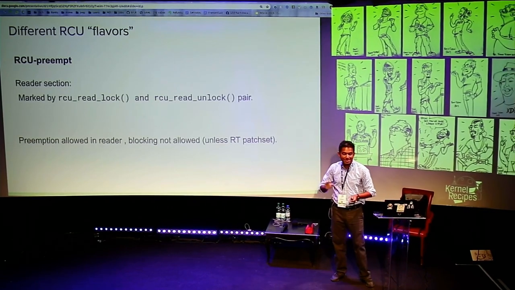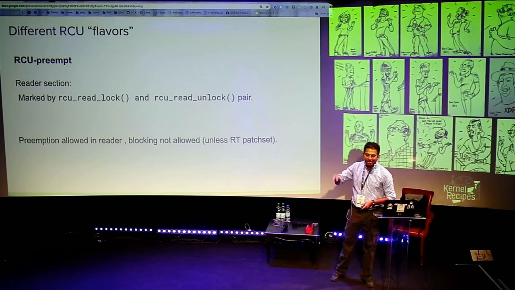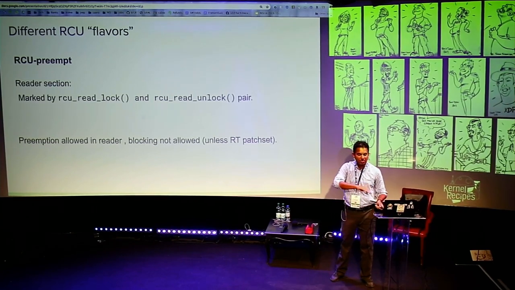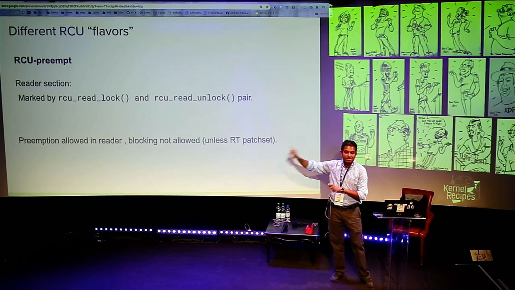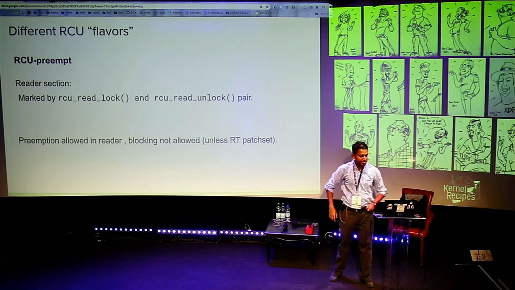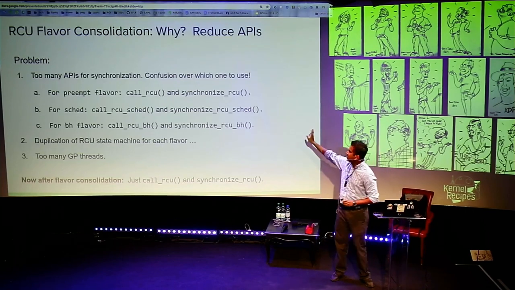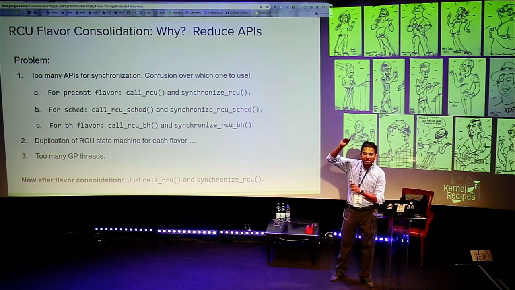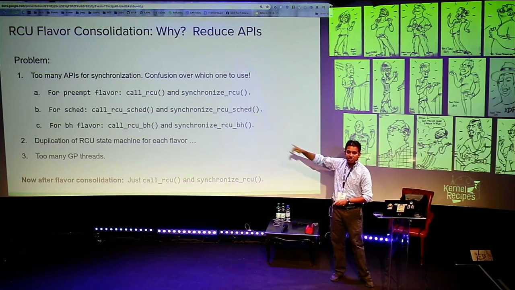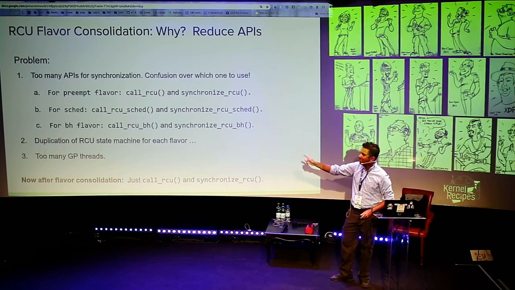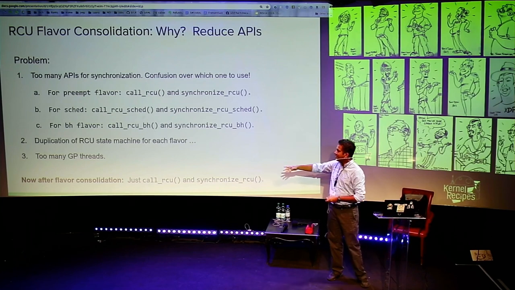It's very strange, but it makes sense. Just because you got preempted in the middle of an RCU reader doesn't mean that the grace period has ended in an RCU preempt reader. It keeps track of the task, and that task still blocks the grace period, the one that got preempted. So you had all these flavors. We had these complicated set of APIs for each flavor. We had different state machines, that RCU state tree that I was showing you. We had three of those for each of those flavors. We had three grace period threads. We had all this stuff, right?